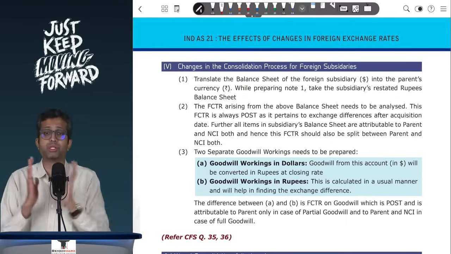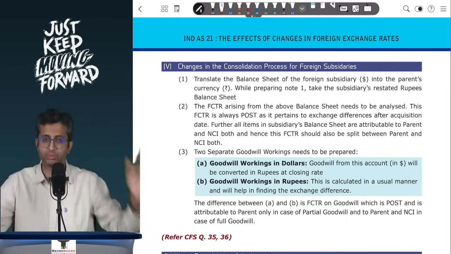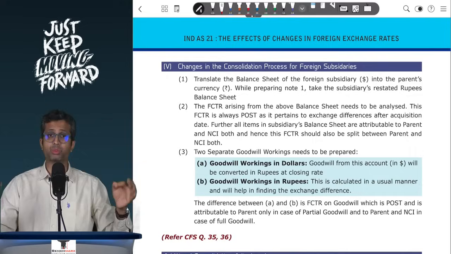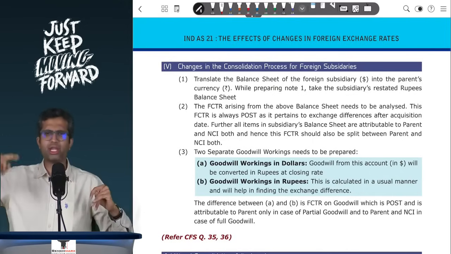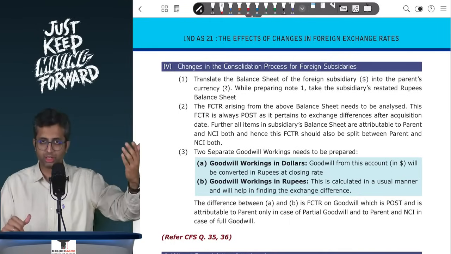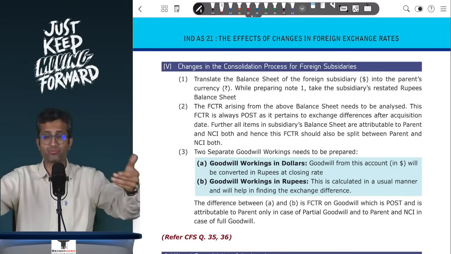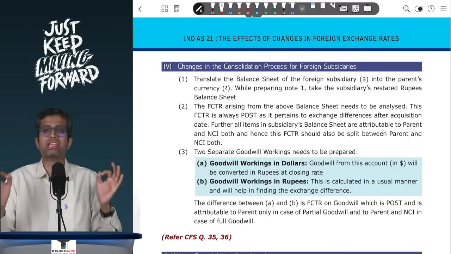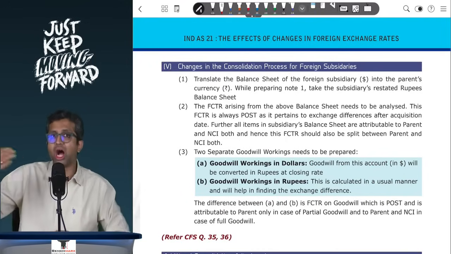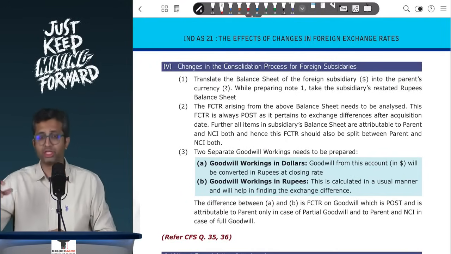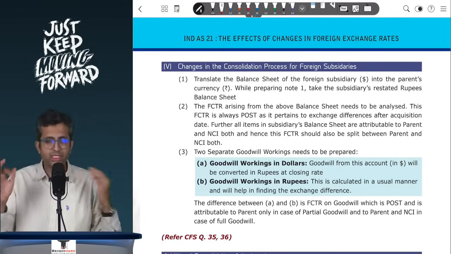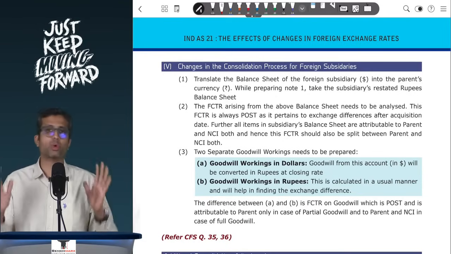This FCTR which appears in the subsidiary's balance sheet will always be post-acquisition. Why? Because on the date of acquisition, there will be no FCTR. All items, assets, liabilities, even share capital and pre-acquisition reserves on the date of acquisition will all be converted at the rate as on the date of acquisition. So there is no FCTR as on the acquisition date. However, later there will be an FCTR. So this FCTR is born after the acquisition date, and hence this is post-acquisition.